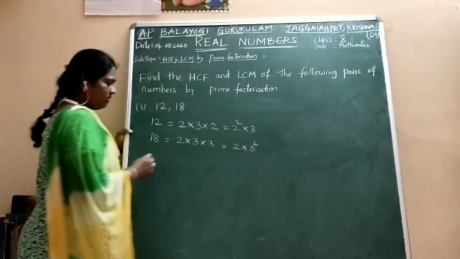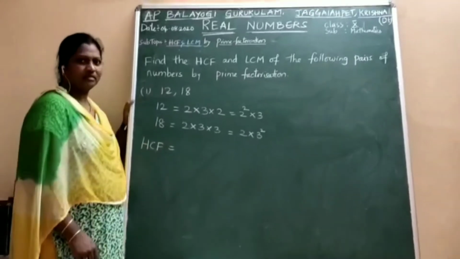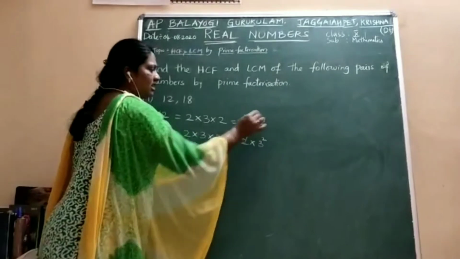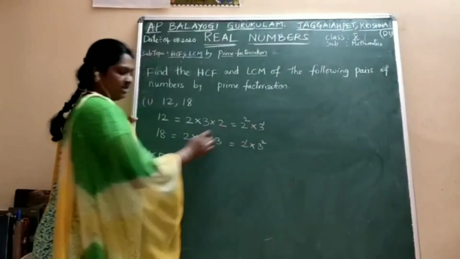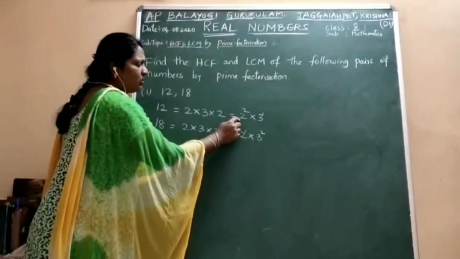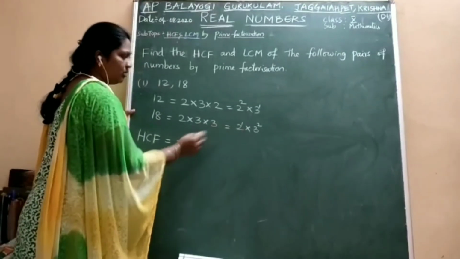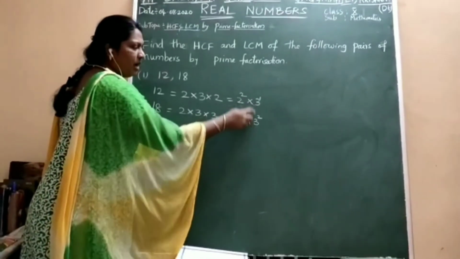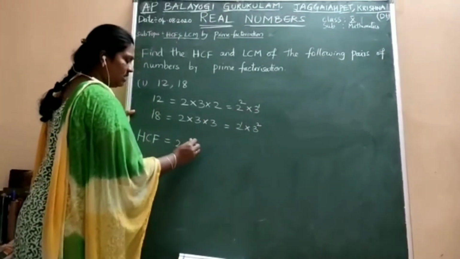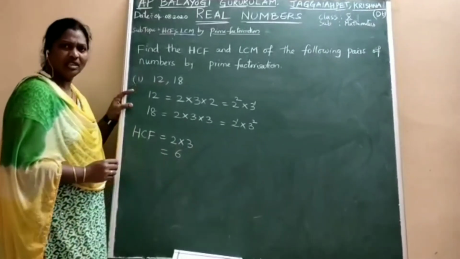Okay children? Now how to find out HCF? The product of the smallest powers of the common factors of each number will be the HCF. Here we have 2 square and 2 power 1. What is the smallest one? 2 power 1. So 2 into, in 3 and 3 square, what is the lowest power of the common factor 3? That is 3. So 2 into 3, so 6 will be the HCF of these two numbers.